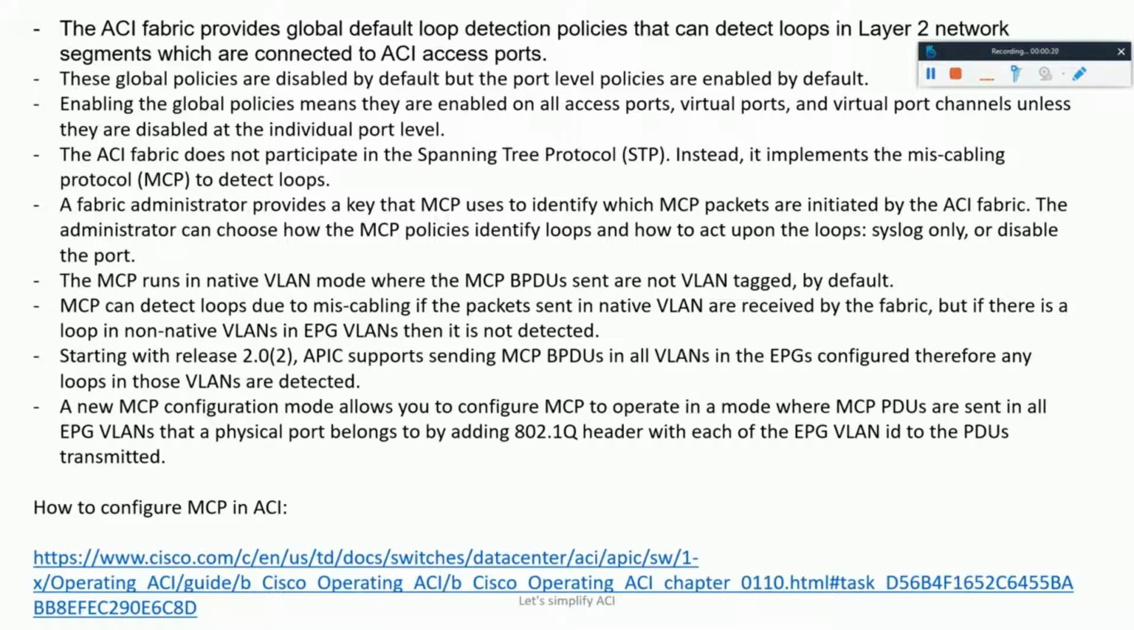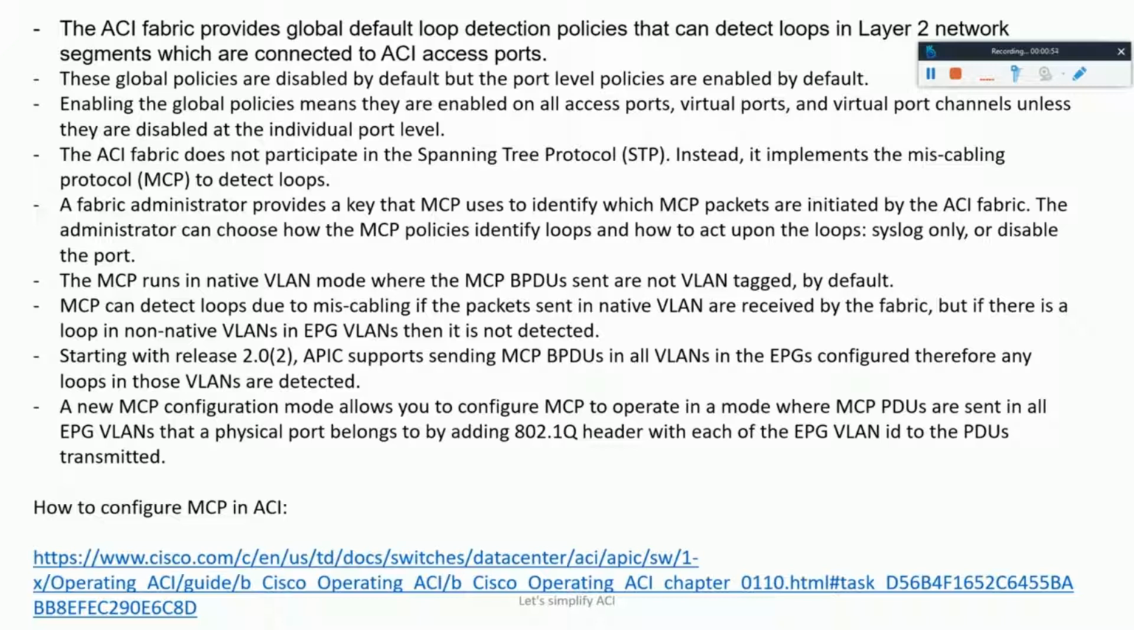By default, these policies are disabled, but at the port level, this is enabled. The policy I'm talking about here is the MCP policy, the miscabling protocol policy, which is disabled by default globally, but at the port level, it is enabled.